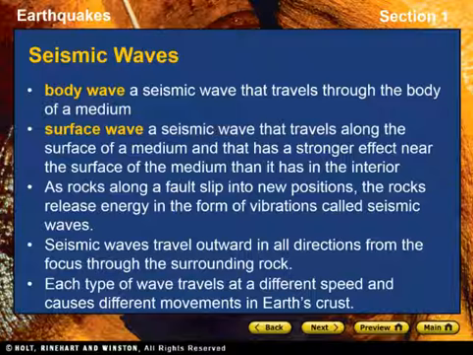As rocks along a fault slip into new positions, the rocks release energy in the form of vibrations called seismic waves. Seismic waves travel outward in all directions from the focus, not from the epicenter, but from the focus, through the surrounding rock. Each type of wave travels at a different speed and causes different movements on Earth's crust. And that's why it's so important that we distinguish between these different types of waves, different types of body waves, different types of surface waves, because they're going to travel at different speeds through the Earth's interior and Earth's crust.